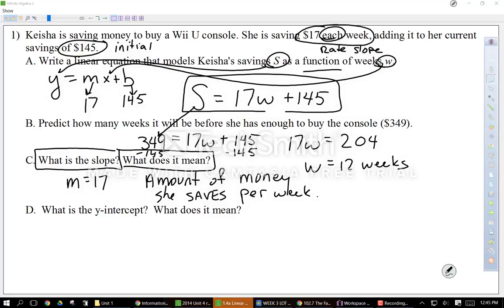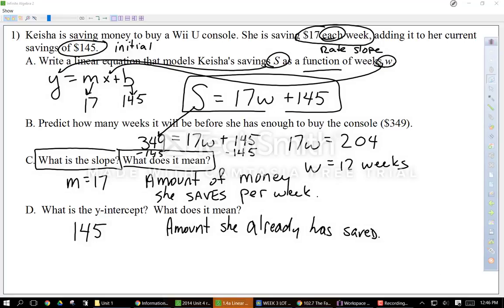And then part D says, what is the y-intercept? So again, we're going to come back to the original equation. What is the y-intercept? It's 145. What does it mean? What does it represent? The amount she already has saved. Okay, that's all that means.